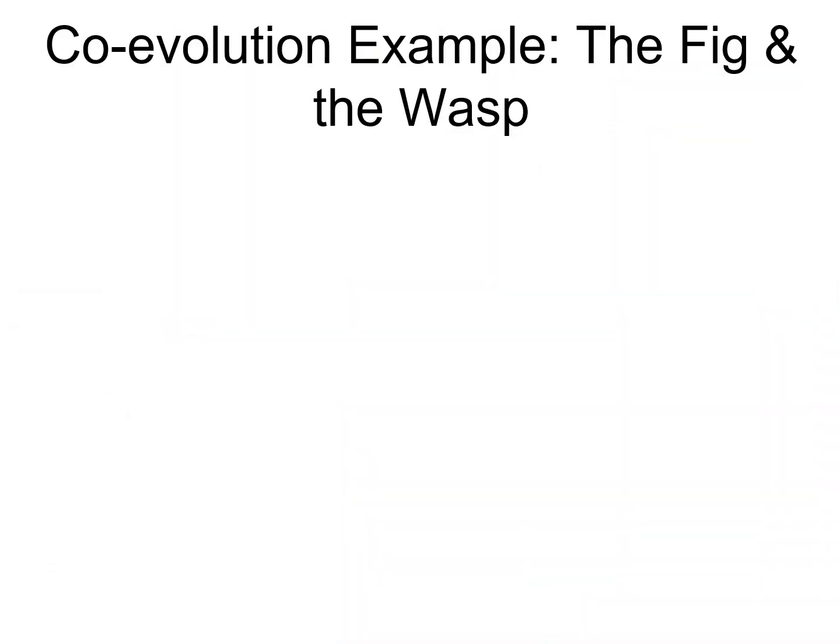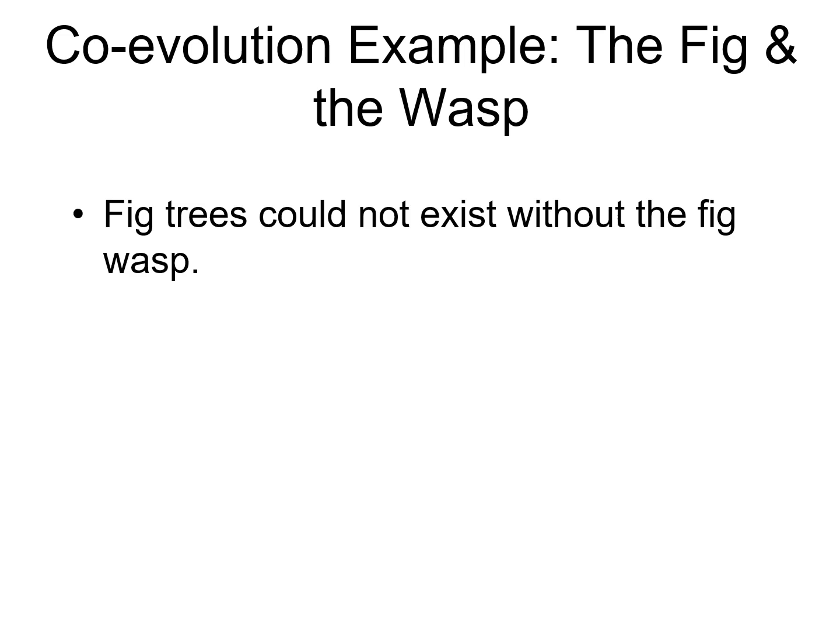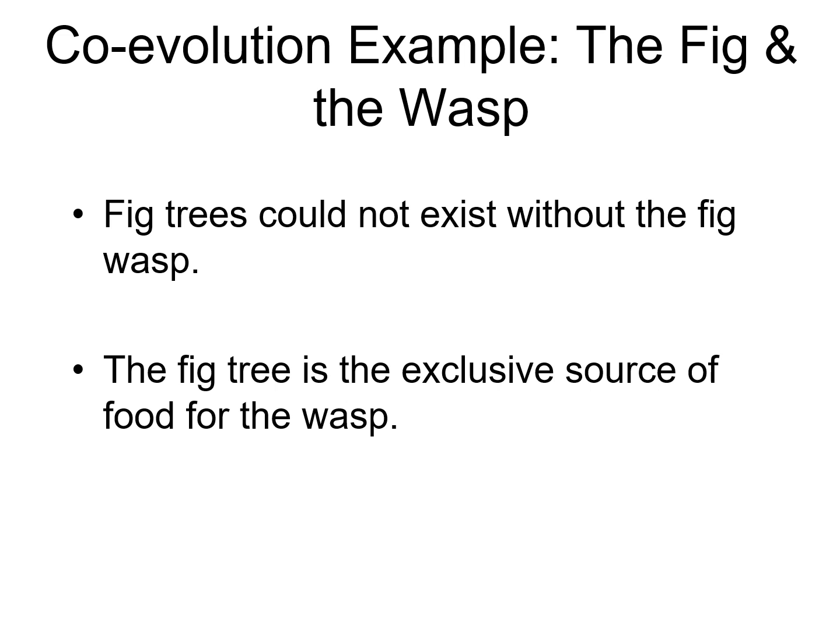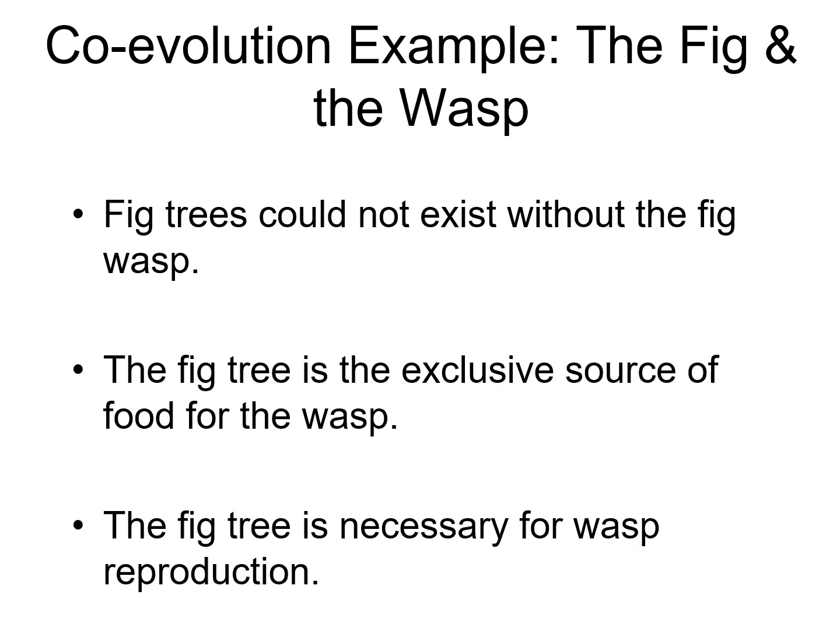So if we look at an example of coevolution, we have the fig tree and the fig wasp, right? Fig trees could not actually exist without the fig wasp. The fig wasp is required for the tree to complete its reproductive cycle. The fig tree is the exclusive source of food for the fig wasp, hence its name. And the fig tree is necessary as well for the fig wasp's reproduction, right? So we see that both of these organisms are involved in each other's reproductive cycle.